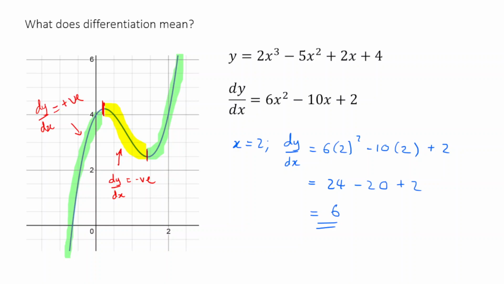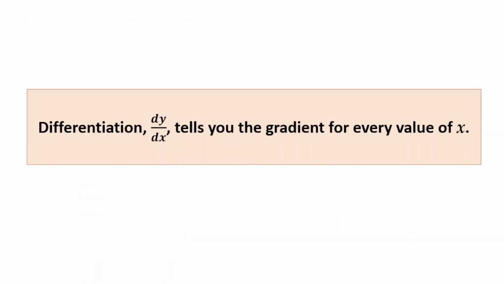So if you want an extra bit of challenge, I want you to think about how you could find those points where the gradient changes from being positive to negative and back to positive. See if you can figure out those 2 points. Okay, so to conclude, what does differentiation actually mean? Differentiation tells you the gradient for every value of x.